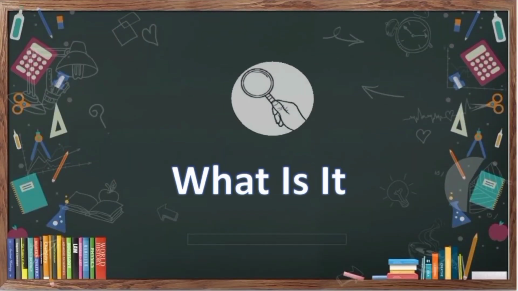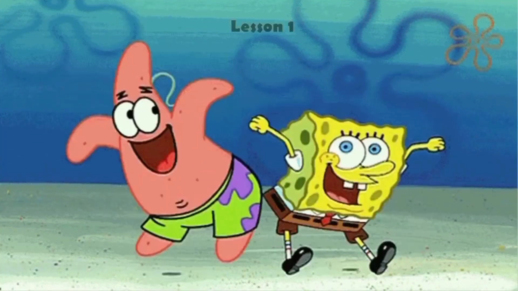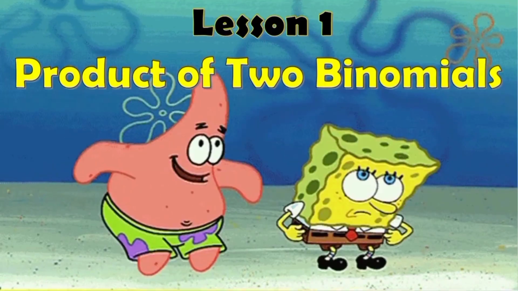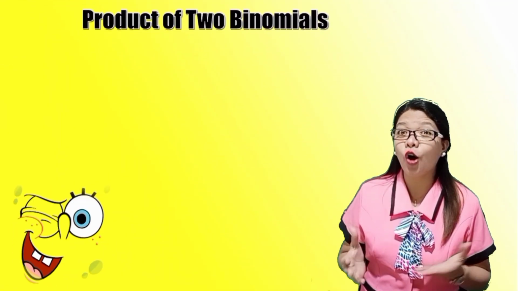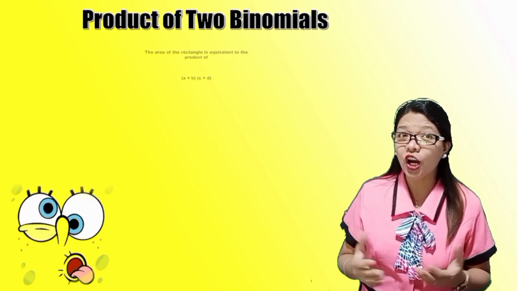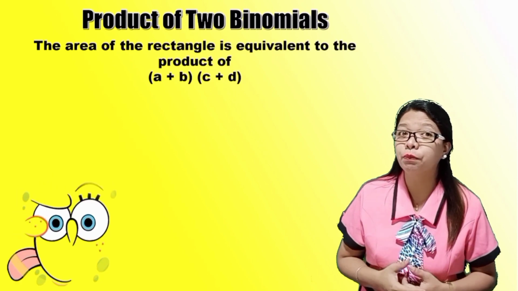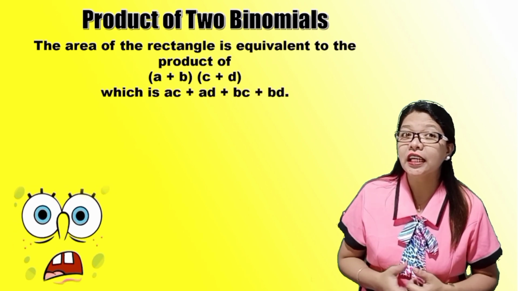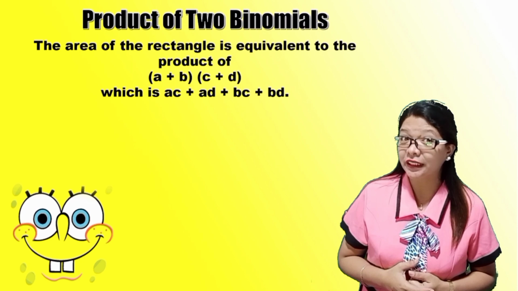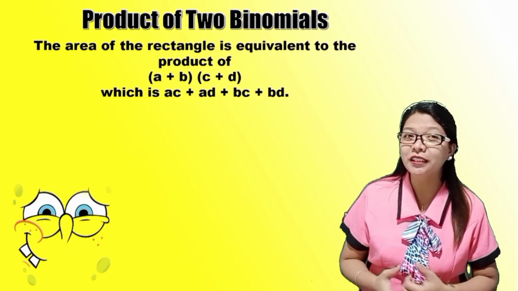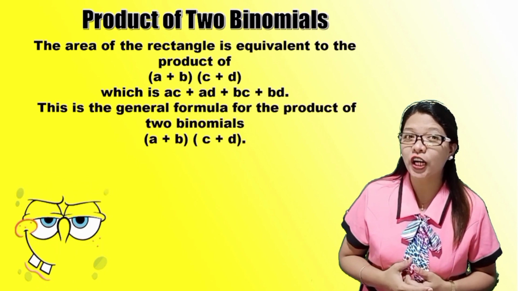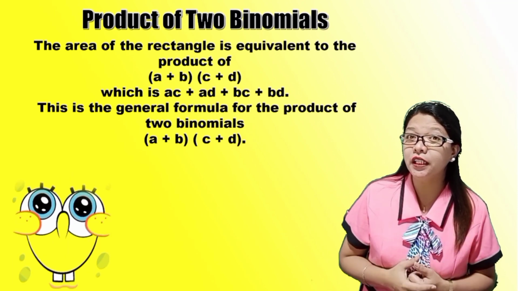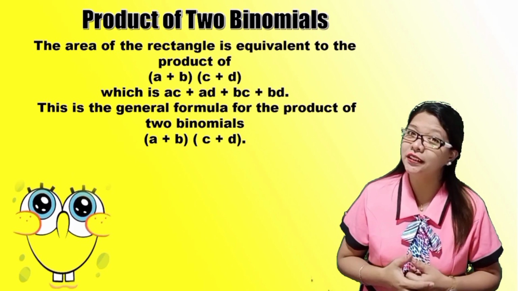What is it? Lesson number 1. Product of two binomials. The area of the rectangle is equivalent to the product of a plus b and c plus d, which is equivalent to ac plus ad plus bc plus bd. This is the general formula for the product of two binomials. A plus b multiplied by c plus d.